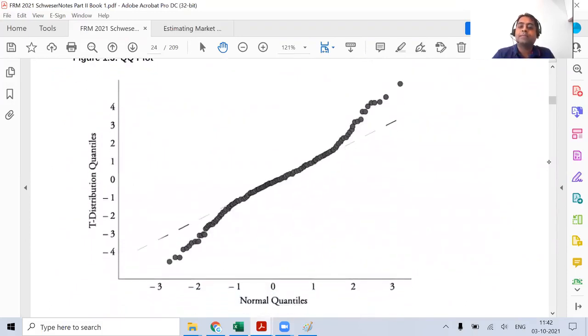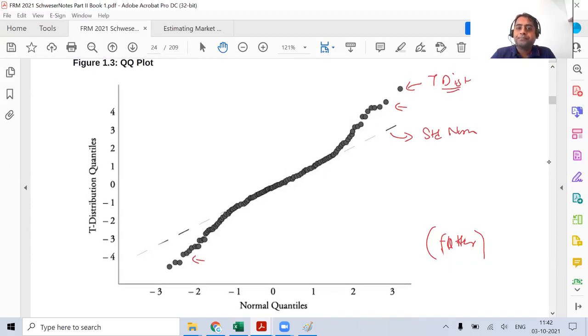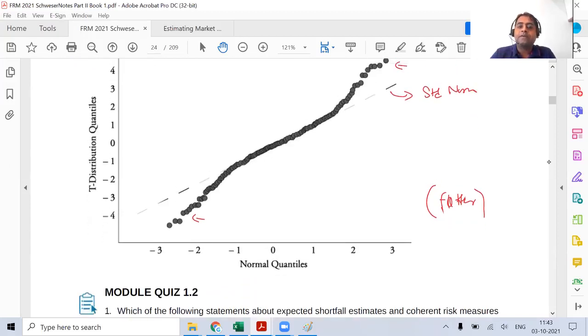Can you look at this diagram? This is steep. This is steep. So on both sides, both the tails are fatter. The reason it is fatter is because your assumed distribution was standard normal and this is a T distribution. So definitely it has to be fatter. They have just shown you that same logic. I hope everybody is good till here.